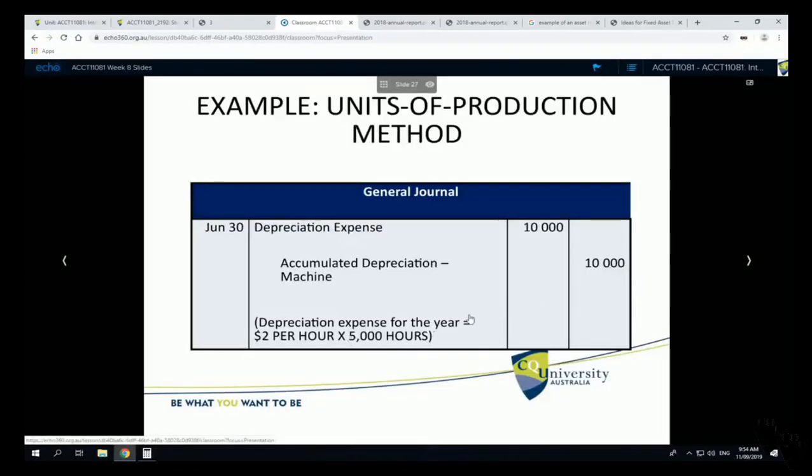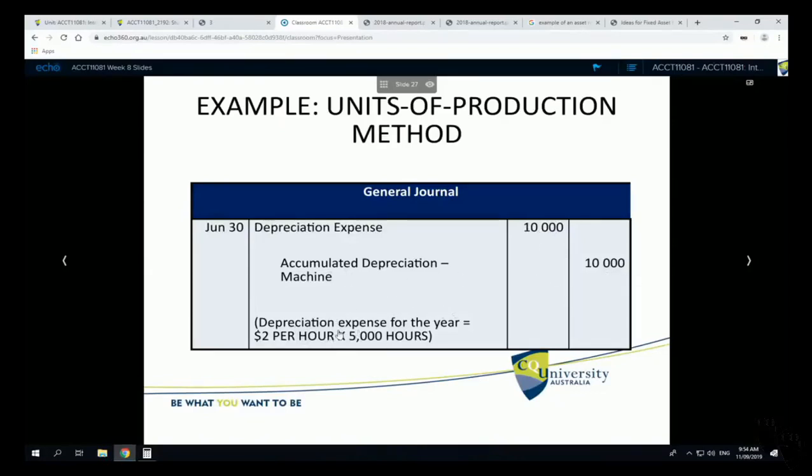So we would times the $2 by the 5,000 hours and we will get a depreciation dollar amount of $10,000. So the journal entry is still the same. The journal entry hasn't changed. Debit depreciation expense, credit accumulated depreciation. What has changed is the figure, the dollar amount. So we debit the $10,000, we credit the $10,000 to accumulated.